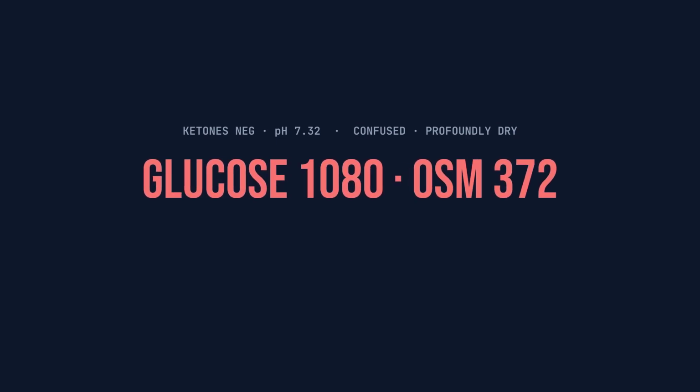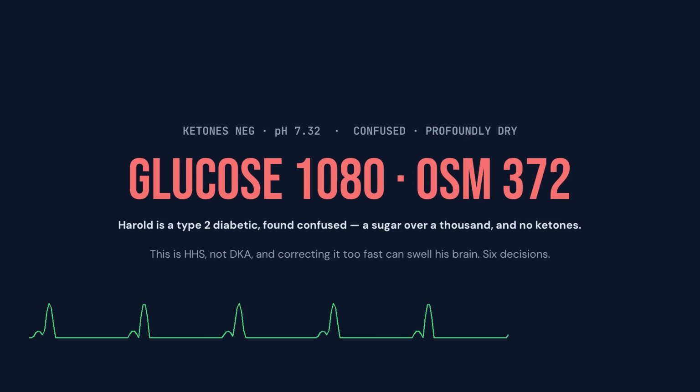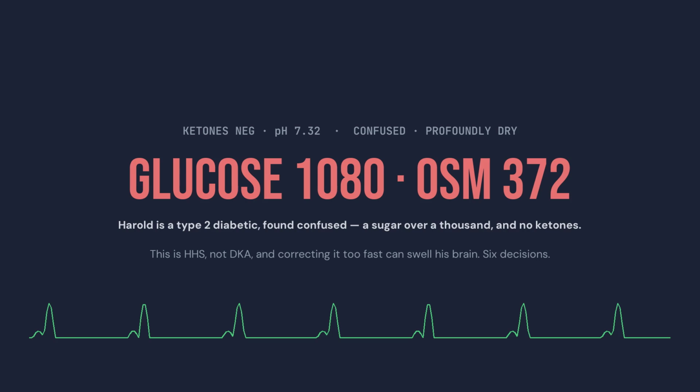Meet Harold, 71 years old, a type 2 diabetic, found at home confused and barely responsive after days of slipping downhill. His skin tents when you pinch it, his mouth is parched, and he is disoriented. His glucose is not 600, it is 1080.